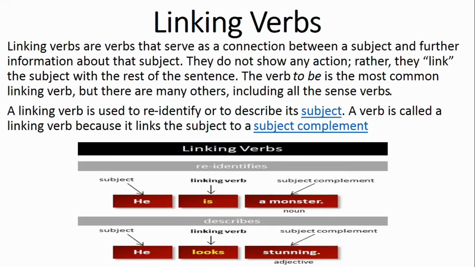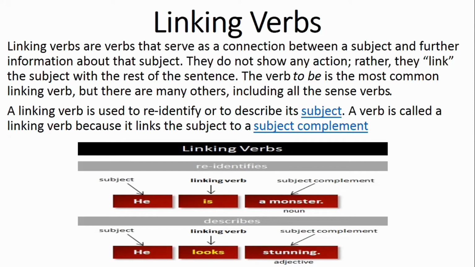Copular verb पनि भन्छ। Join गर्ने है, subject र सब्जेक्ट कम्प्लिमेन्टलाई जोइन गर्ने अथवा डिस्क्राइब गर्ने, रिडिफाइन गर्ने काम चाहिँ लिङ्किङ भर्बले गर्छ। Then what types of verbs are linking verbs, right? Linking verbs are verbs that serve as a connection between a subject and further information about the subject. They do not show any action, rather they link the subject with the rest of the sentence.